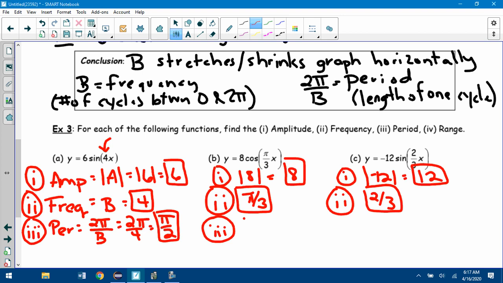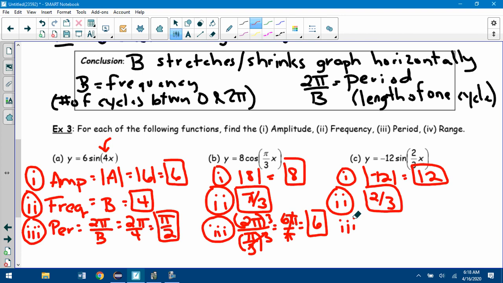This one, again, looks kind of weird. You do 2 pi divided by pi over 3. Complex fractions, you multiply top and bottom by 3. So this would be 6 pi over pi. The pi's cancel. This has a length of 6. So this cycle happens every 6 units.